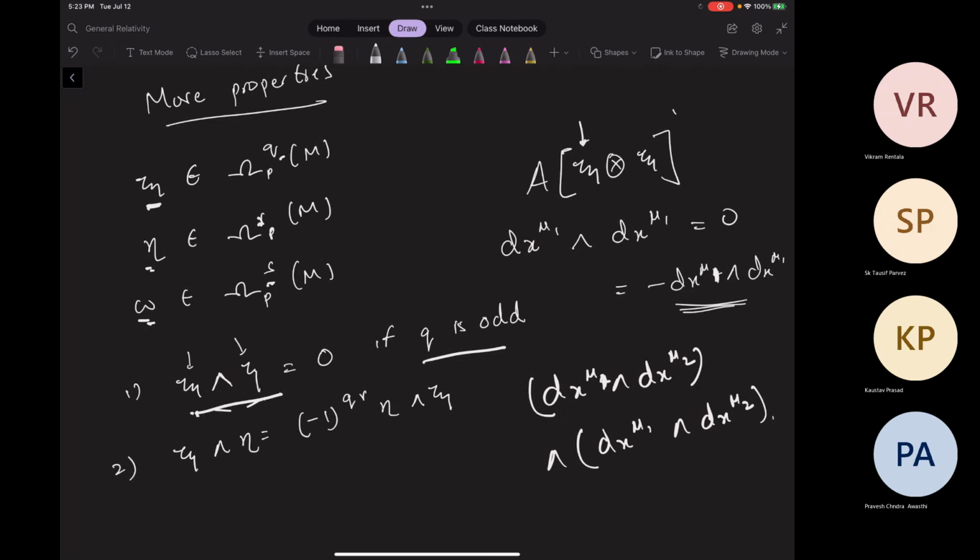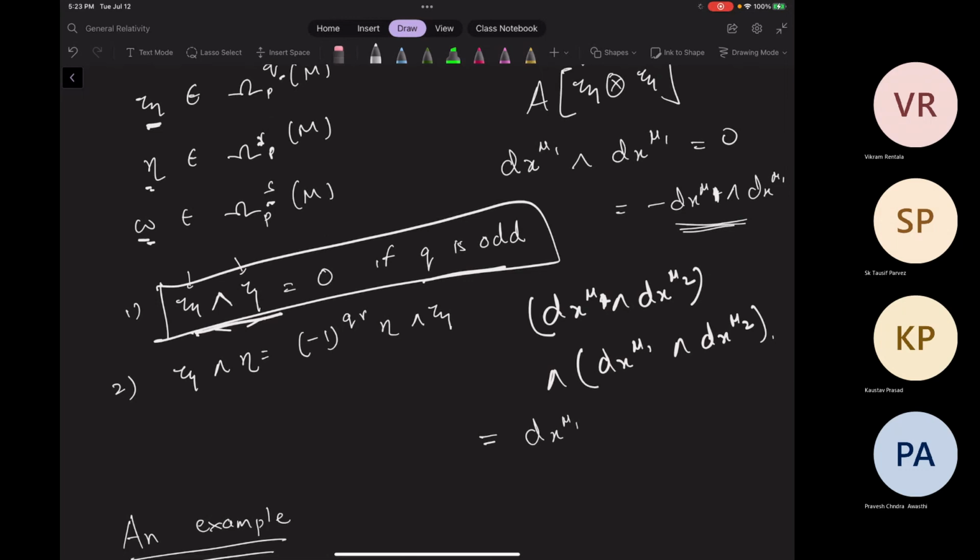This should also be 0, right? Because this... okay, no. So this is not 0 because now it's associative. But now what we have is dx mu1 wedge dx mu2, and again the ordering doesn't matter, I mean, in the sense of the order of the brackets. Which operation I perform first doesn't matter. So this is what I have.